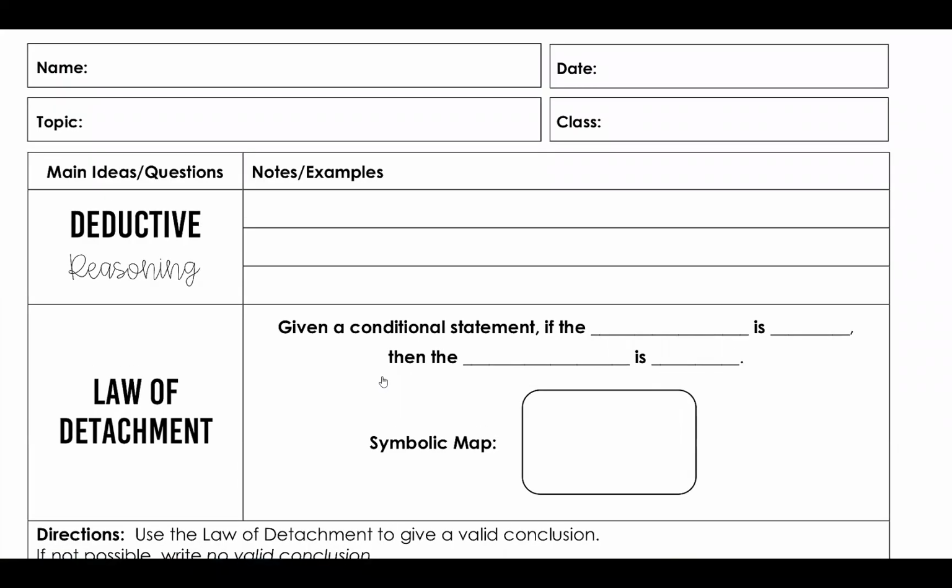All right, so today we're going to talk about deductive reasoning. Yesterday we kind of talked about inductive reasoning, when we talked about conditional statements and whether something may or may not be true. Today we're going to talk about deductive reasoning, which is a process of reasoning.